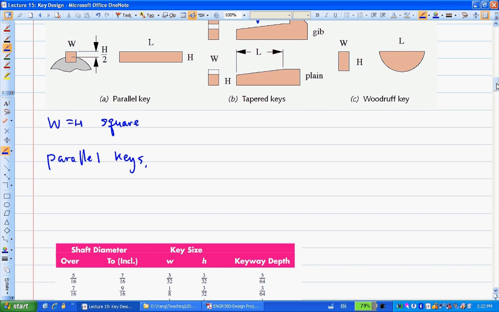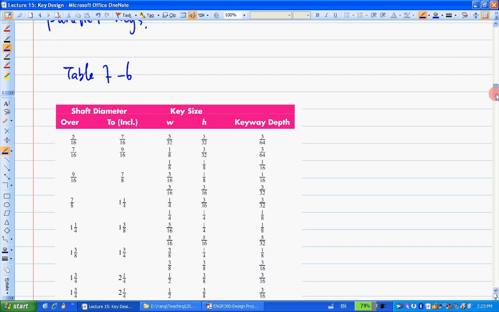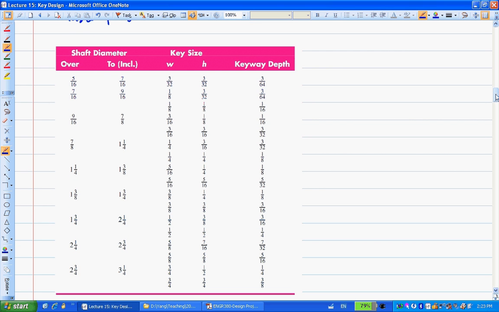In terms of parallel keys, there are two tables. There's one table in the textbook, Table 7-6, as your reference. But I'll give you in the lecture notes another table with more data in it. So this is Table 7-6.